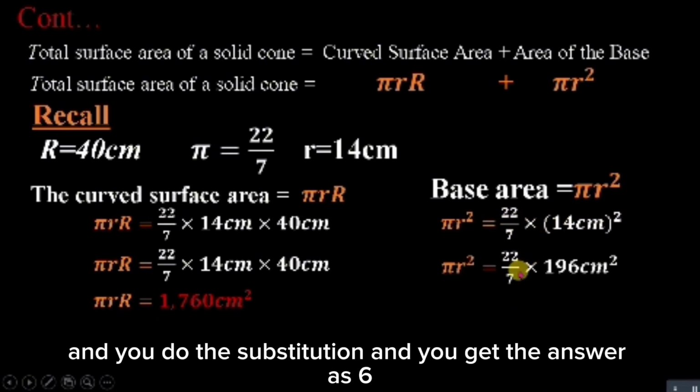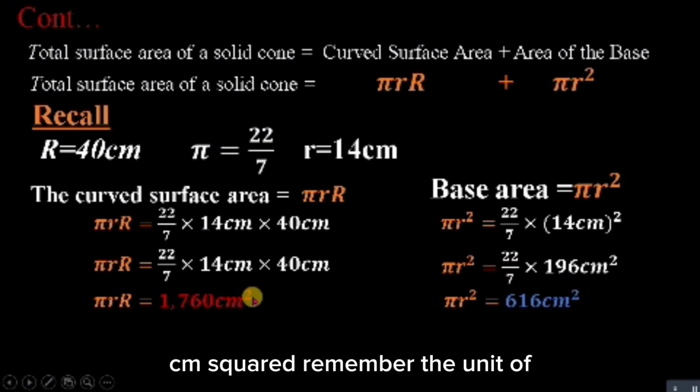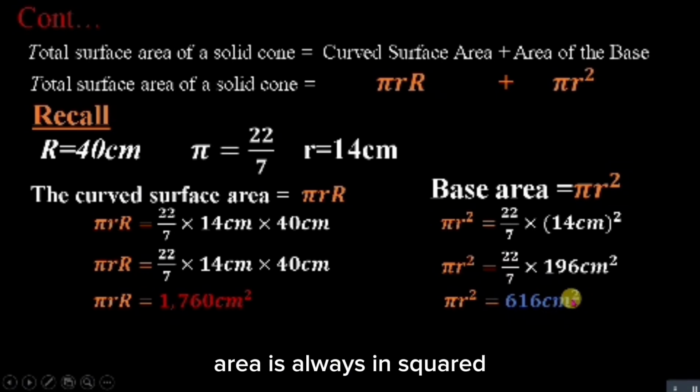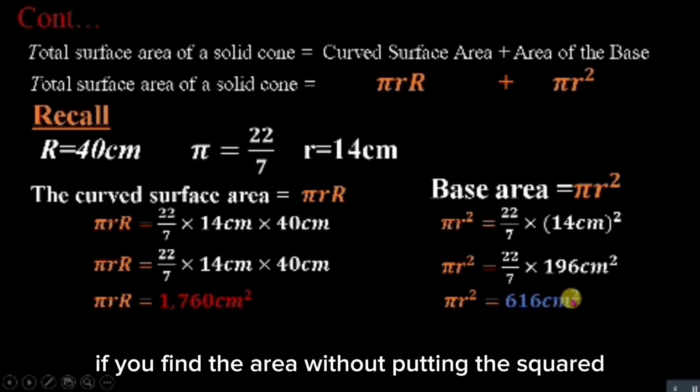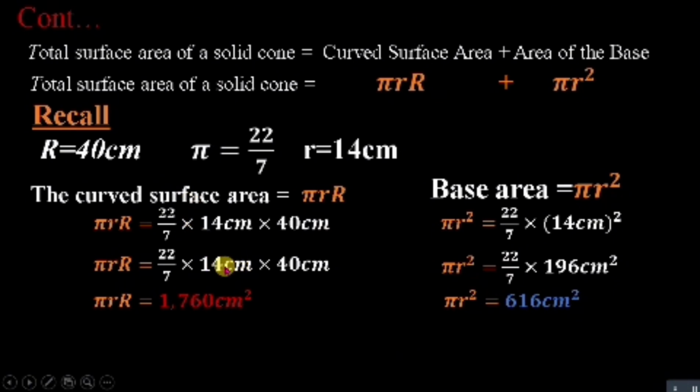616 centimeters squared. Remember, the unit of area is always squared. If you find the area without putting the squared, they will mark you down because it's not an area. Why is it so? If you have forgotten, we have centimeters times centimeters, that will give you centimeters squared. You can remember that.